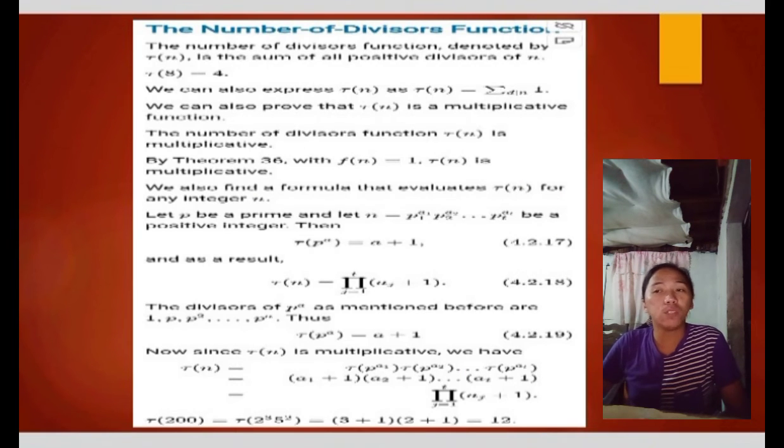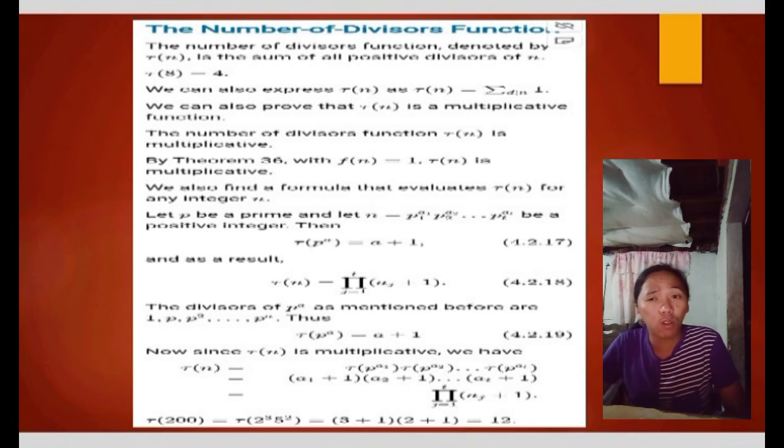The number of divisors function is denoted by the tau of n, which is the number of all the positive divisors of n. So let us have the example. Let n be equal to 8. So the tau of 8 is equal to 4.